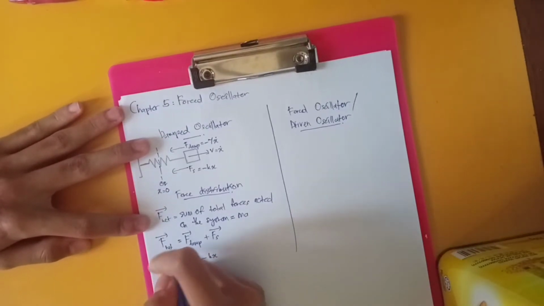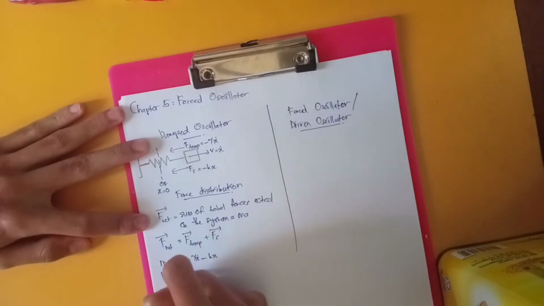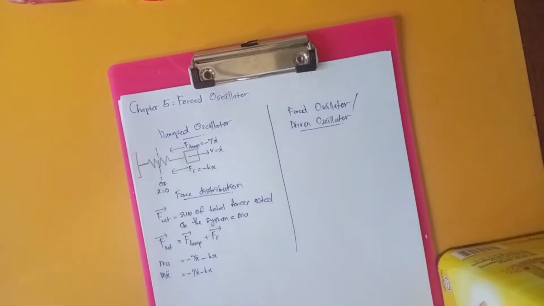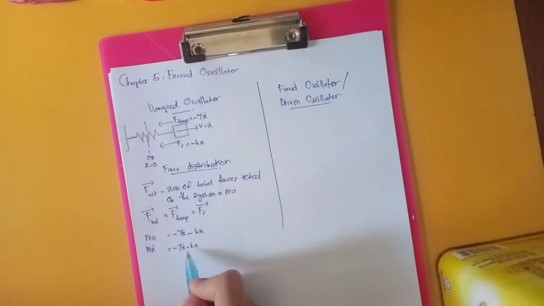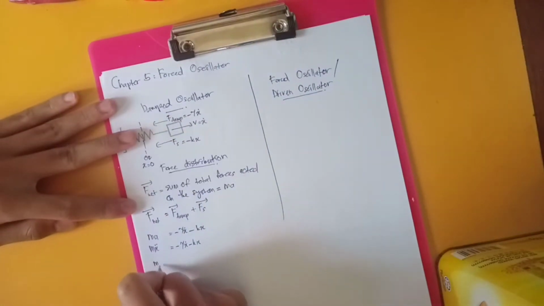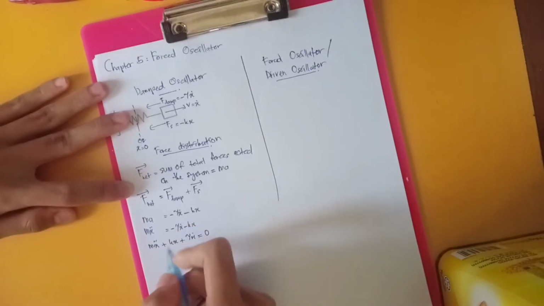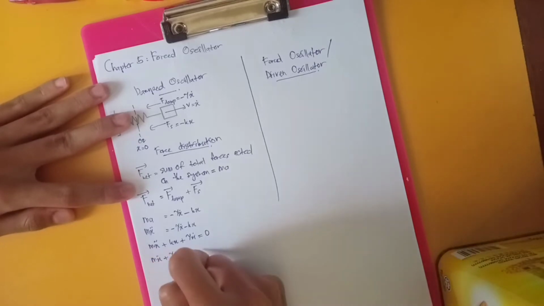And a changes into the simple harmonic motion form, so mx double dot equals negative gamma x single dot minus kx. Okay, simple. Now let's put all of this on the left side, so we get mx double dot plus gamma x single dot plus kx equal to 0.